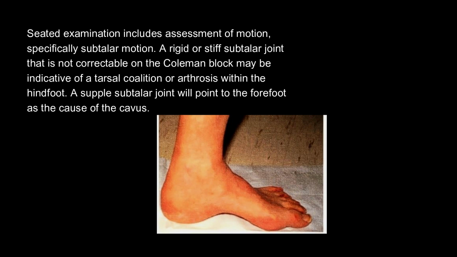Seated examination includes assessment of motion, specifically subtalar motion. A rigid or stiff subtalar joint that is not correctable on the Coleman block may be indicative of a tarsal coalition or arthrosis within the hindfoot. A supple subtalar joint will point to the forefoot as the cause of the cavus.